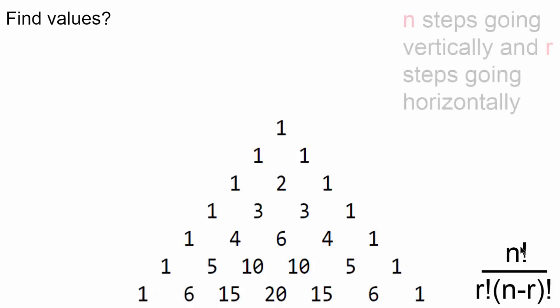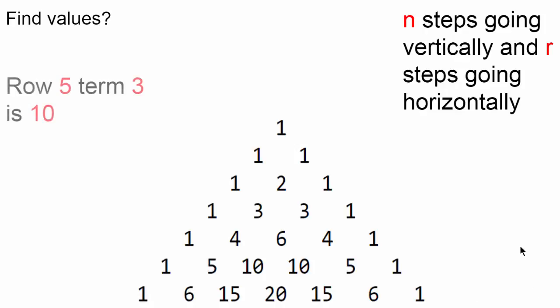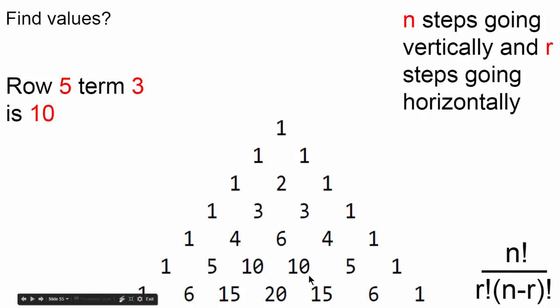So how do we do it? Well, we use n steps going vertically and r steps going horizontally. Let me give you an example. Let's say we have row 5 term 3, which is 10. So row 5 is 0, 1, 2, 3, 4, 5, and the places are 0, 1, 2, 3. So row 5 term 3 is 10. Let's see if we can use this rule in order to find this value, which is 10.